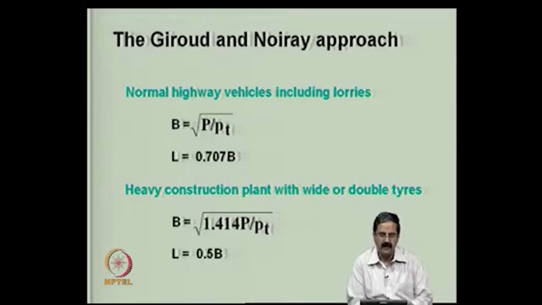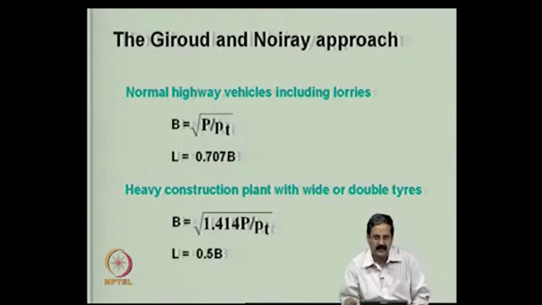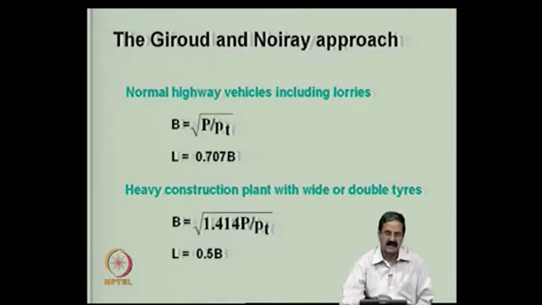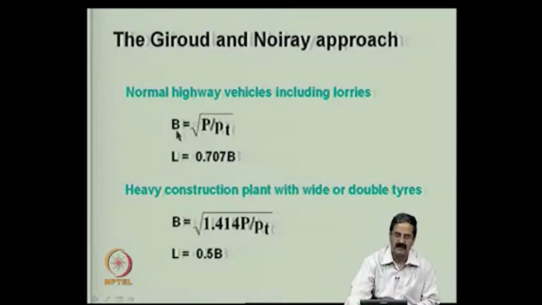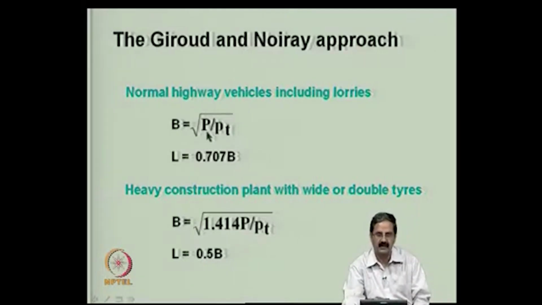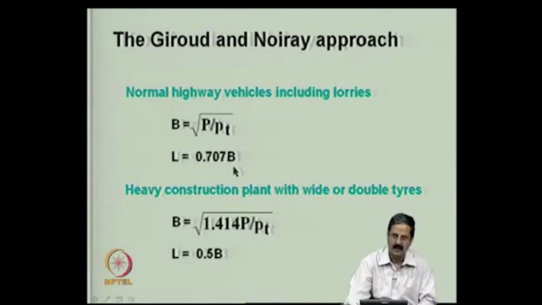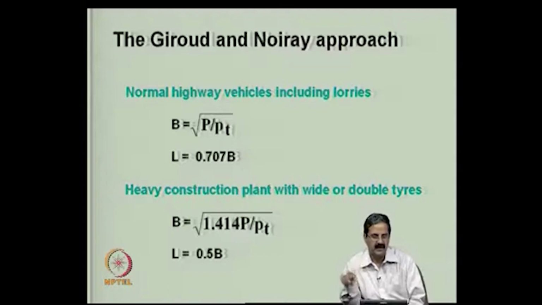Actually, you have normal highway vehicles, you have a certain load over which that traffic load acts. That is given by, say for example, B is one dimension, the breadth, and it is nothing but the applied load P, P being the standard axle load divided by the tire pressure, right. So B is the square root of P by Pt, and L is nothing but 0.707 times B, and this is the impression, or the area over which the load is acting.